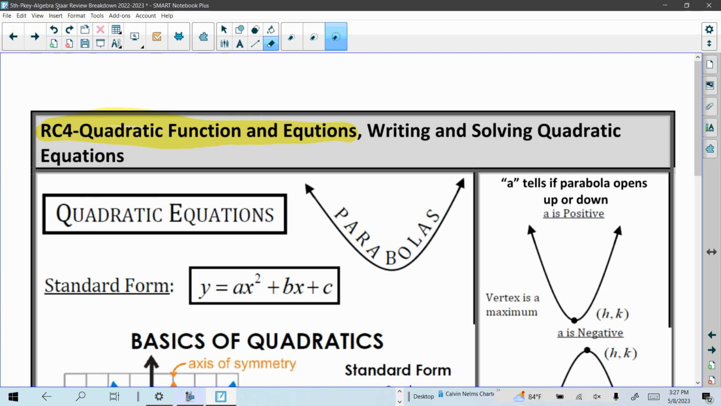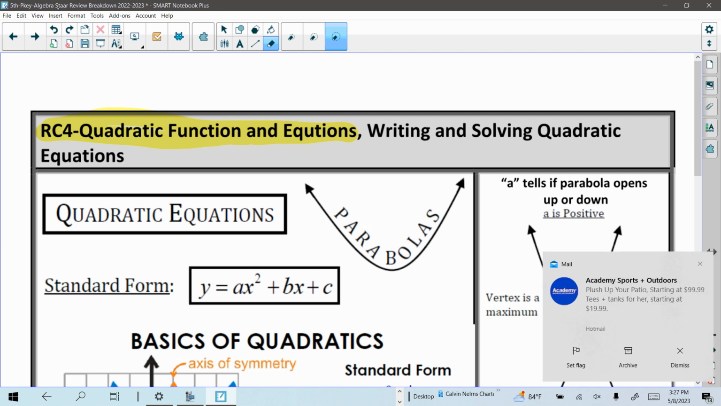All right, so our next section is RC4, Objective 4, which deals with quadratic functions and equations, writing and solving.